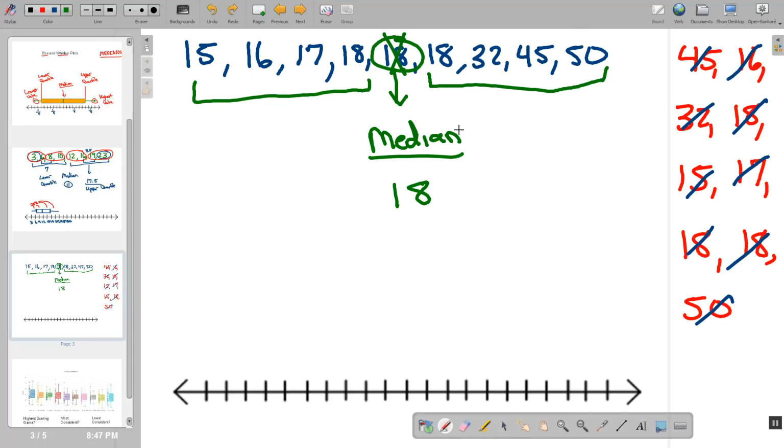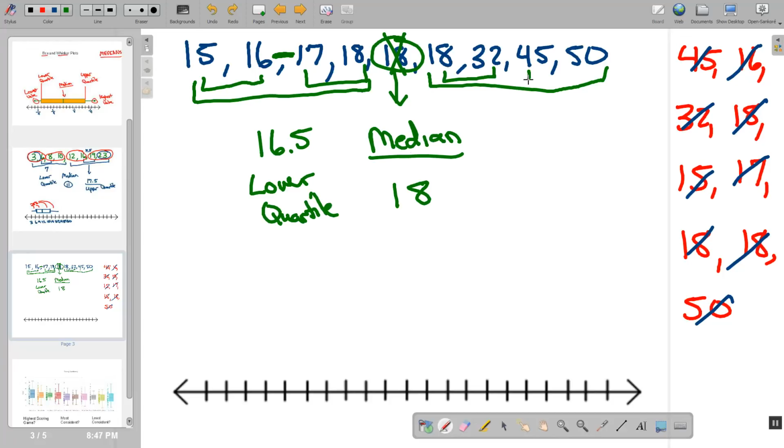Okay? So let's do the lower quartile first this time. There are 2 numbers here and 2 numbers here. Therefore, halfway between these 2 numbers will be our lower quartile, which is 16.5 for our lower quartile. And then the same thing. So 2 numbers here, 2 numbers here. So halfway between 32 and 45. So this time I'm going to add them together and divide by 2, which will be 77 cut in half. So that'll be 38.5 here.